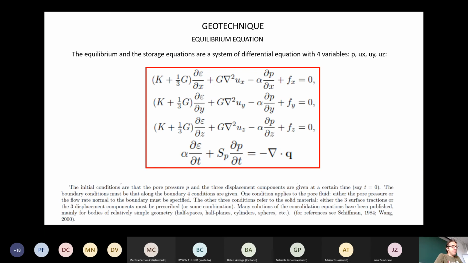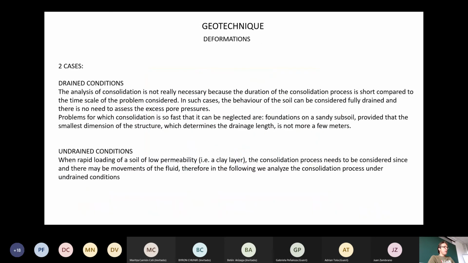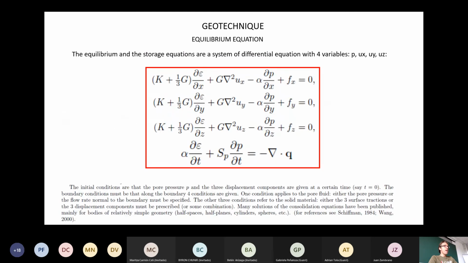Finally, the last slide for today is this, where I put together the equilibrium and the storage equation as a system, as we said, of differential equations with 4 variables: P, U_x, U_y, and U_z. You can see here these formulations. So definitely, you already know this from your previous studies. Now, from the lesson of today, you are able to derive the storage equation, where there is inside, remember, the Darcy and the Terzaghi principle. For today, we stop here. Tomorrow, you will be able to see the second part.